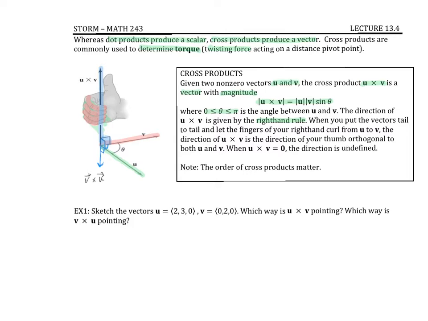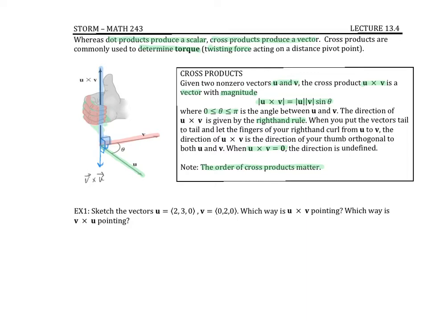Moving on, the special case where you don't get a vector orthogonal to both u and v is if the cross product is 0. That only happens if u and v are parallel. Again, please note that the order of your cross products does matter. If you change the order, you change the direction.